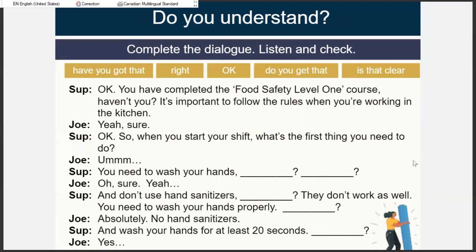Okay, you have completed the Food Safety Level 1 course, haven't you? It's important to follow the rules when you're working in the kitchen. Yeah, sure. Okay, so when you start your shift, what's the first thing you need to do? You need to wash your hands, right? Do you get that? Oh, sure. Yeah. And don't use hand sanitizers, okay? They don't work as well. You need to wash your hands properly. Have you got that? Absolutely. No hand sanitizers. And wash your hands for at least 20 seconds. Is that clear? Yes.